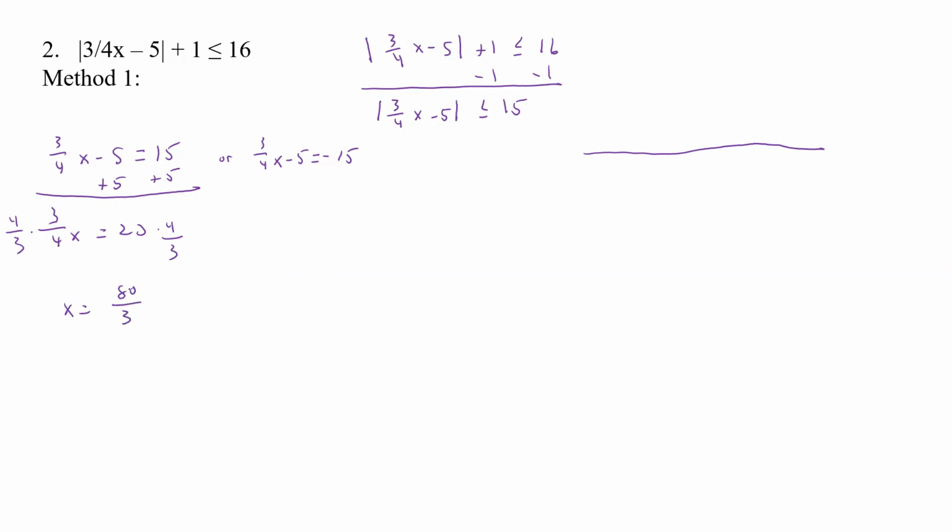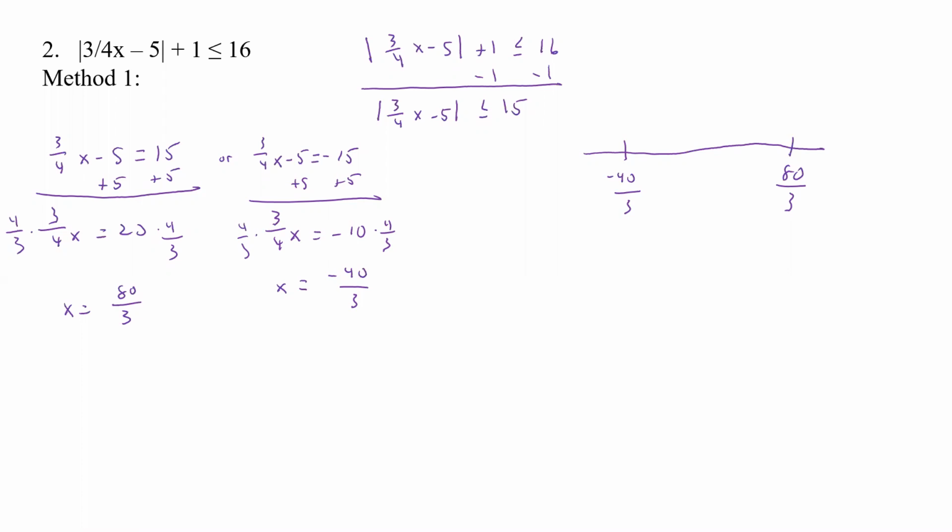Okay. Now what about the second one here? Well, I'm going to add 5. So I have 3/4 x equals, here I get negative 10. Again, I'm going to multiply by 4 over 3. And so when I do that, I get x equals negative 40 over 3. So my regions is negative 40 over 3. And then here we have 80 over 3.